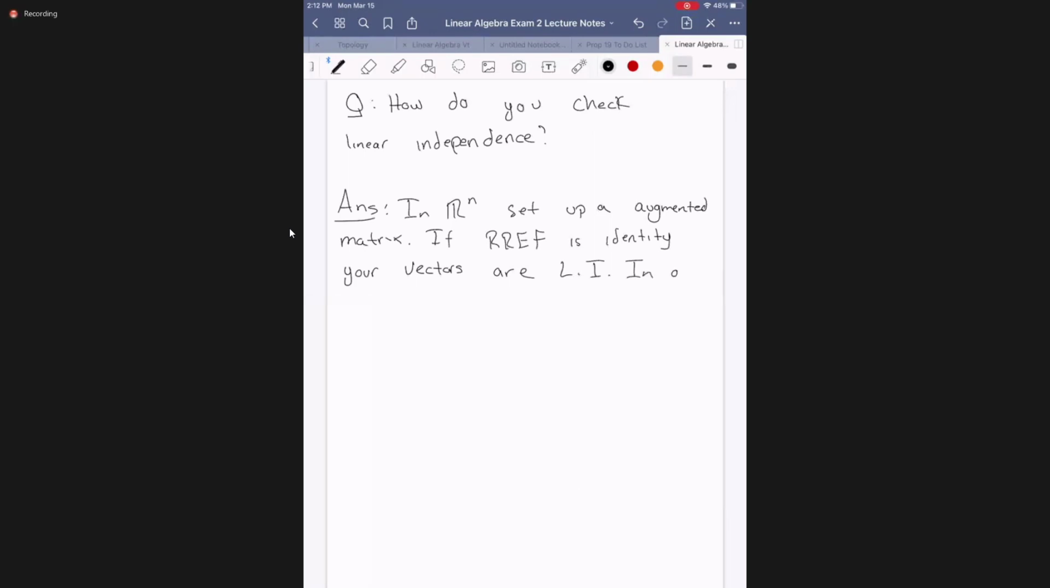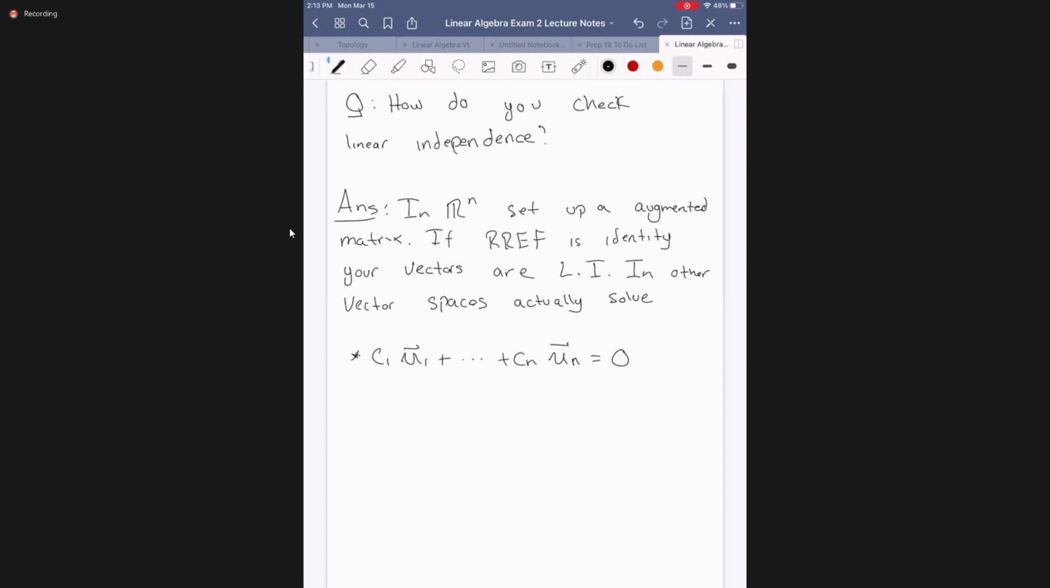Okay, in other vector spaces, other than Rn, you can't just put them in a matrix and try to RREF it. So in other vector spaces, like the space of polynomials, you actually have to solve c1 u1 plus up to cn un equals 0. You're going to have to actually use this form. You can't use the augmented matrix.